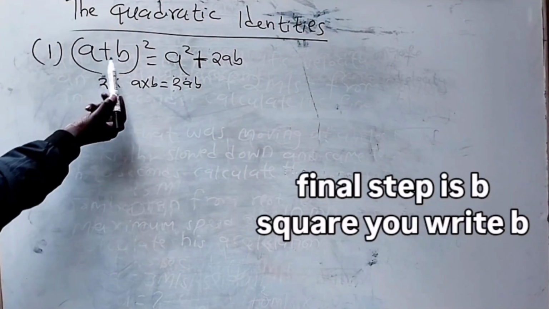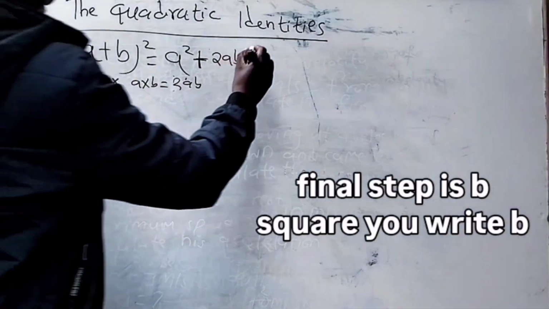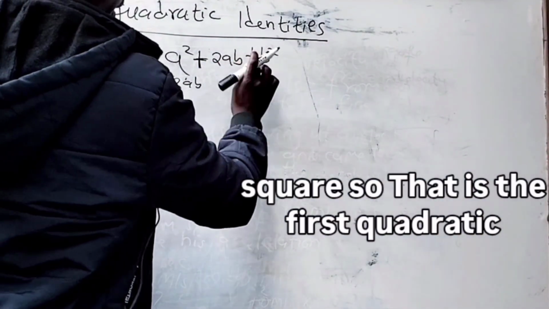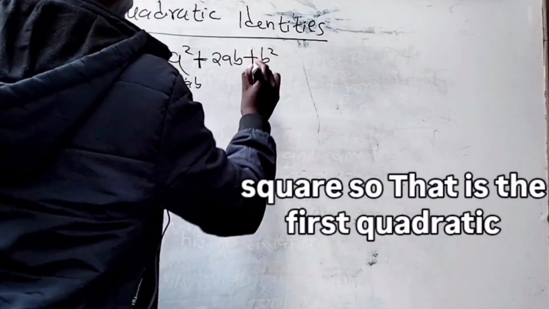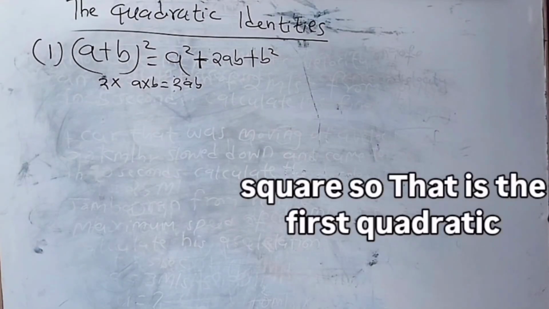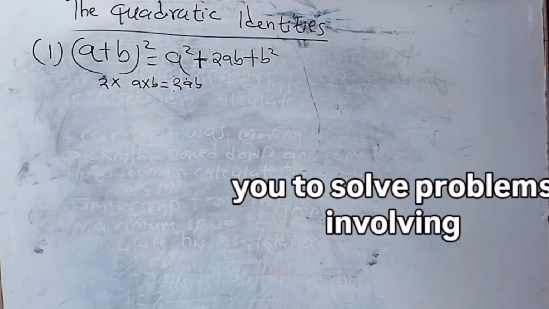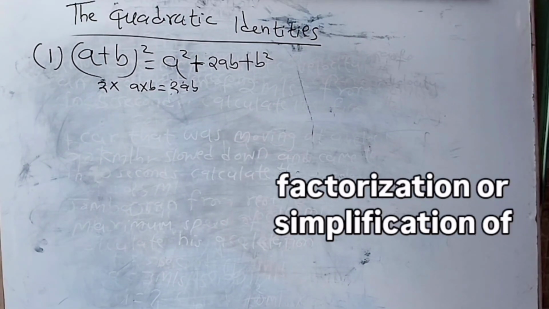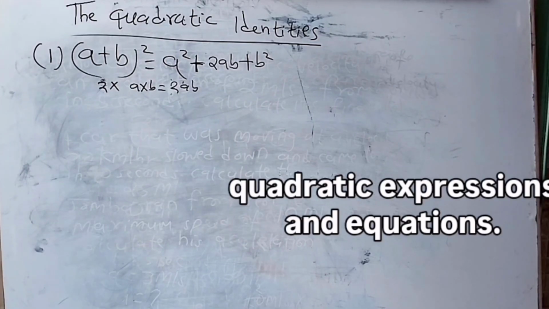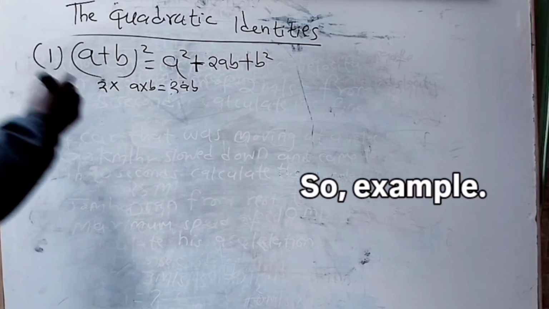Then the final step is b squared. You write b squared. So that is the first quadratic identity. An identity is a shortcut that can help you to solve problems involving factorization or simplification of quadratic expressions and equations.